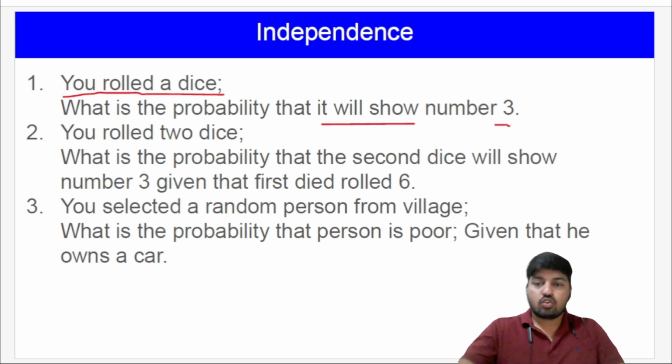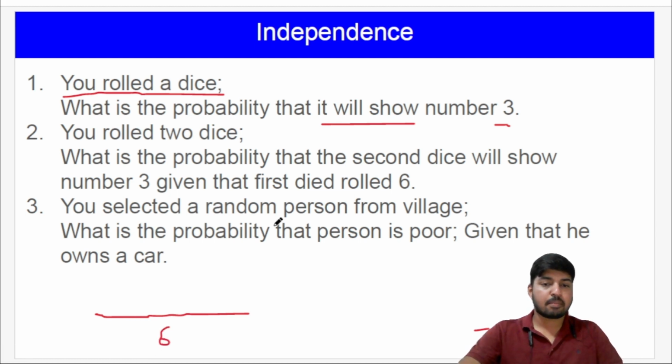Okay, so how are we doing that? We first need to calculate the sample space. What is the sample space here? How many possibilities are there? Total 6 possibilities, 1 to 6. Correct? The dice has 1, 2, 3, 4, 5, and 6. This is my sample space.